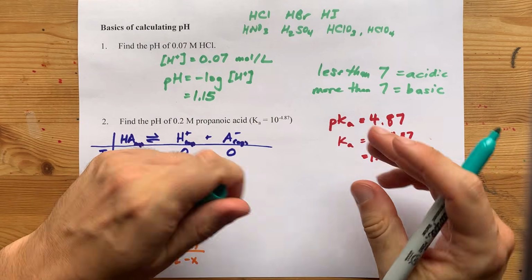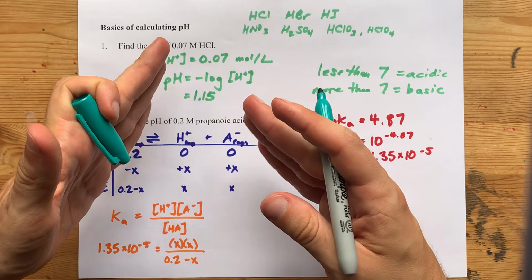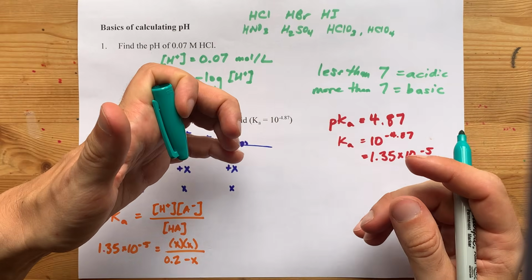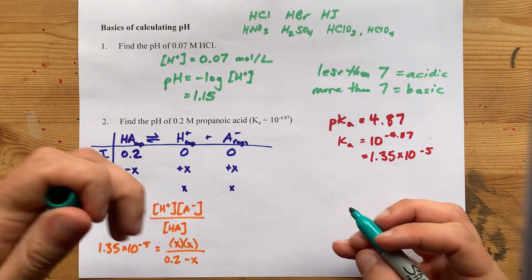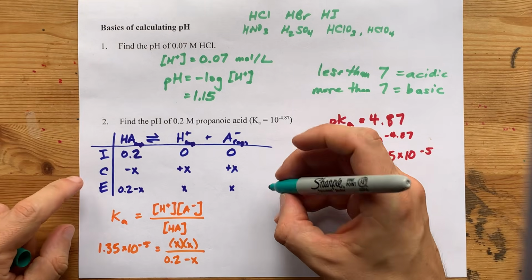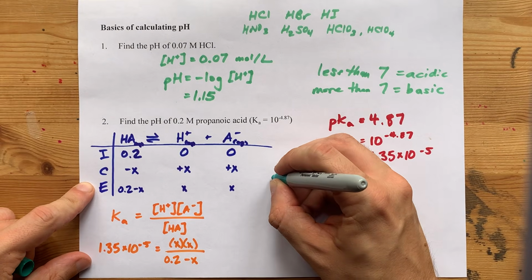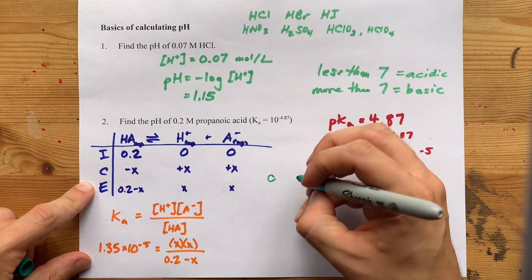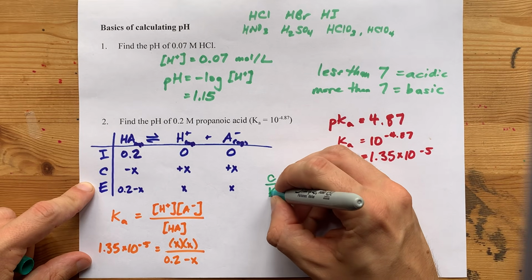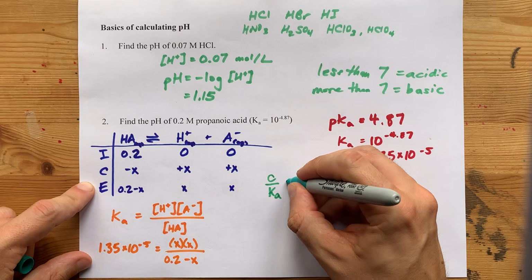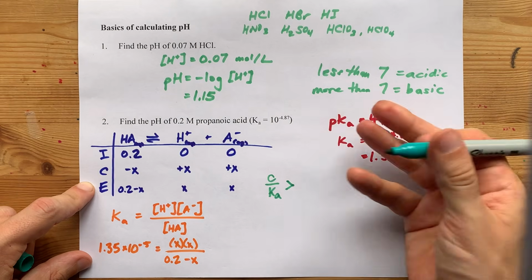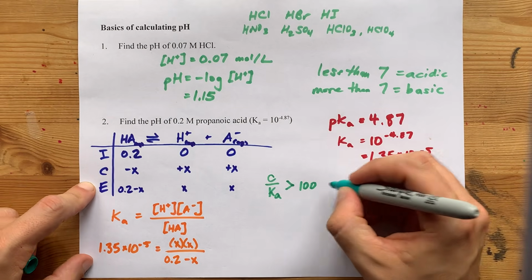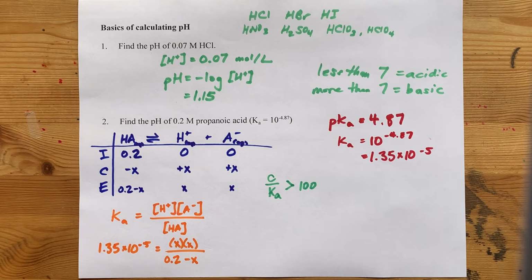Well, there is. Some teachers call it the rule of 100, some call it 500, I've even seen up to 1,000. But the point is, you do a test, you ask yourself, is the concentration that I started with divided by Ka more than whatever threshold? Some teachers use as little as 100.